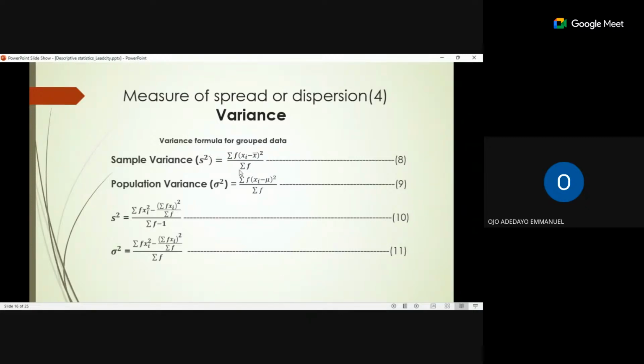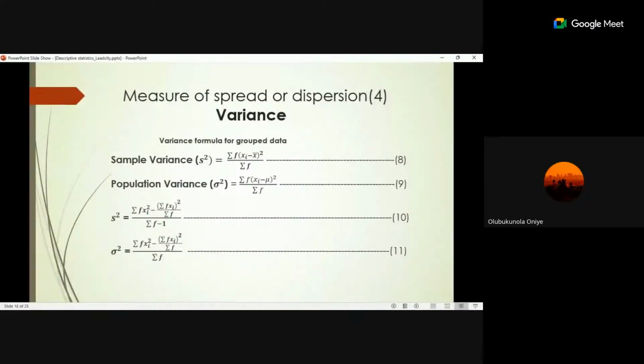Now, what I'm trying to say here is that anytime you are having a sample variance, that means you are having a small sample size. So that means that your n is less than 30. And I told us that when your n is less than 30, you have to subtract 1. So that's what I'm trying to ask you here: what do you think is wrong here? So it's supposed to be summation f minus 1. Did you get that, please?